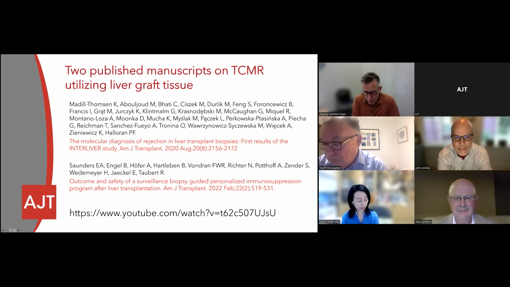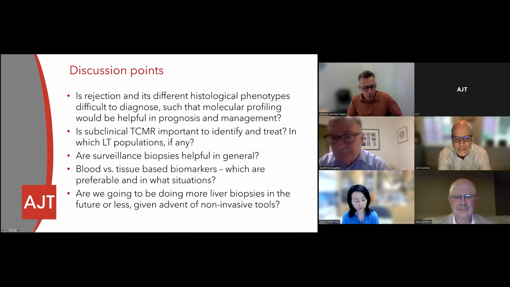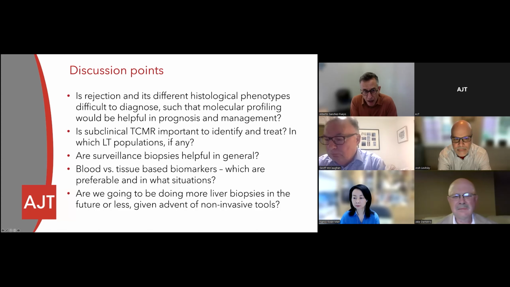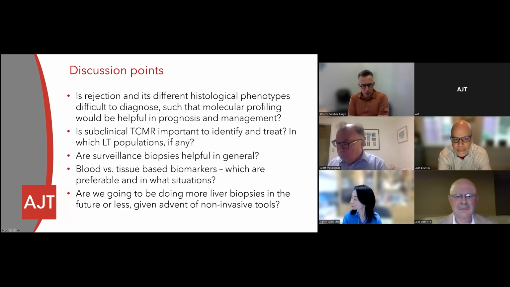This was a multi-center study from Hanover, led by Dr. Taubert, and it is one of the first attempts to use surveillance biopsies to guide the use of immunosuppression. The reason the two papers were chosen is because they raise very relevant topics regarding the use of histology, surveillance biopsies, and how we manage subclinical liver allograft injury. We've put a number of points on this slide that we think would be worthwhile to discuss. This is in no way meant to restrict the discussion, but just to provide some guidance on topics that could make sense to comment on.